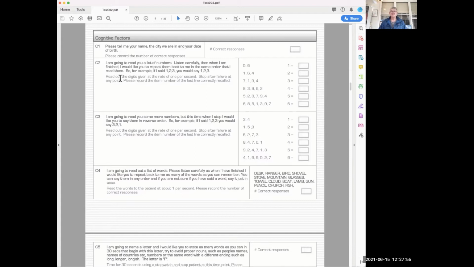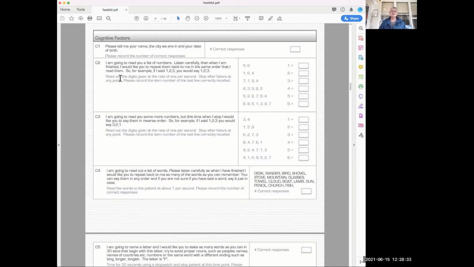Desk, ranger, bird, shovel, stove, mountain, glasses, towel, cloud, boat, lamb, gun, pencil, church, fish. And now you wait for them to reply and you count the number of correct words.